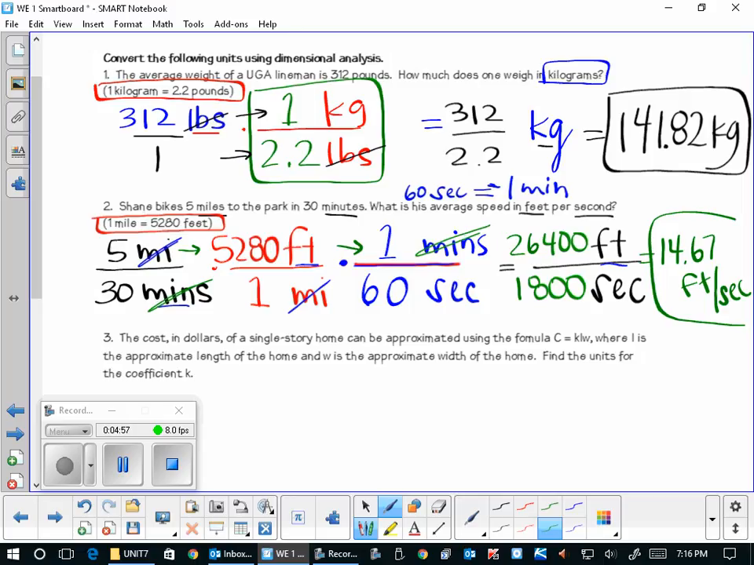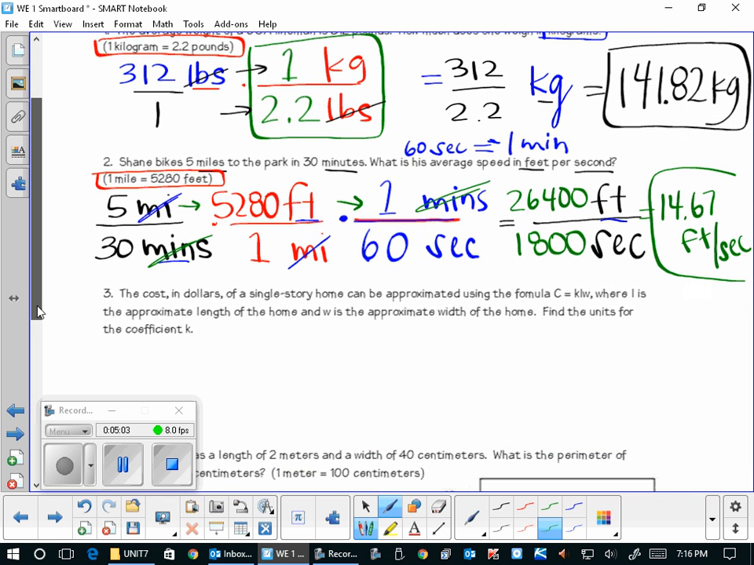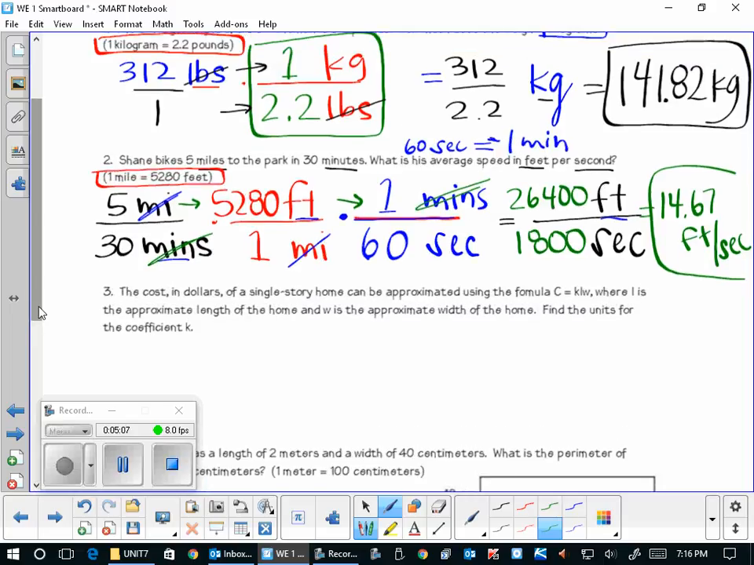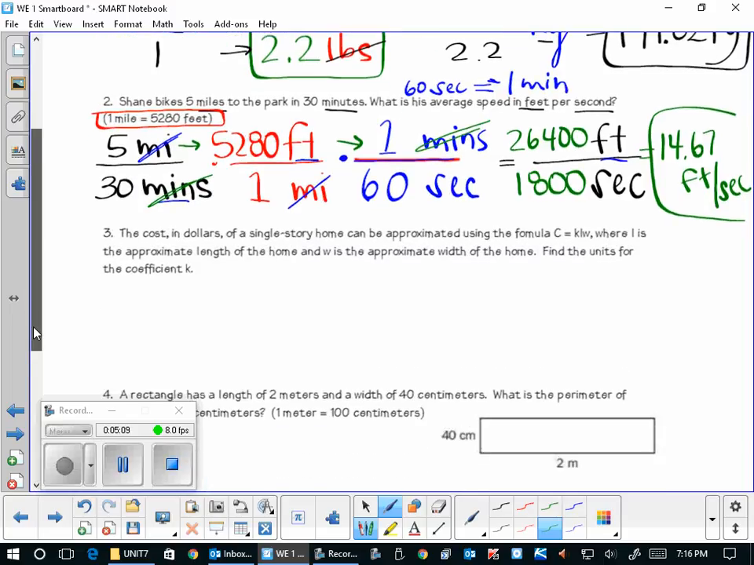So if you're going 5 miles in 30 minutes on a bike, you're traveling at 14.67 feet per second. Now, at any point in time, if you need to pause the video to figure this out or rewind, make sure you do that, okay?